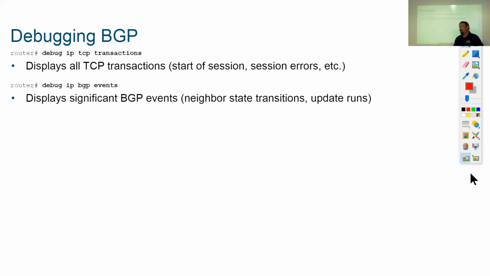So rather than this, think about creating an access list that matches any source to any destination on destination port 179 for TCP.